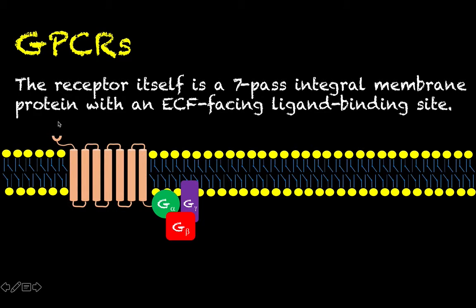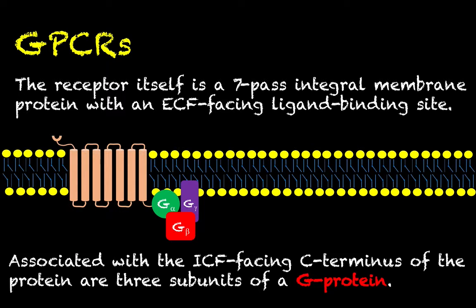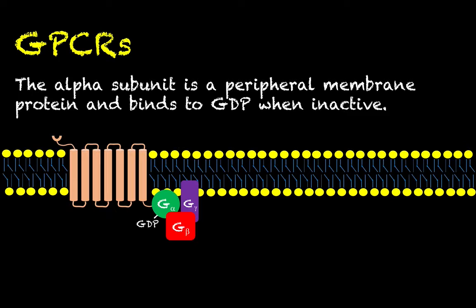So, as a receptor, it has an extracellular facing ligand binding domain, and then the C-terminus is going to interact with the G-protein that we will talk about here in just a second. So, the G-protein, like I said, interacts with the intracellular facing C-terminus of the protein. You'll notice that there are 3 different subunits to the G-protein here, so let's focus on that for now. These 3 subunits are called G-alpha, G-beta, and G-gamma.